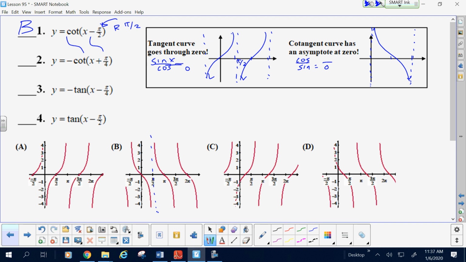Let's jump to 3 to do a tangent one. First of all, if tangent normally looks like this, then what will negative tangent look like? Negative tangent will look like cotangent. So I'm actually looking for one that looks like that, but it's shifted how? Right pi over 4. Now, that means if it normally goes through 0, then now it should go through pi over 4, yeah? So which one goes through pi over 4? D. Yeah, and it has a reflected tangent shape, so it's D. Follow? All right, try 2 and 4.